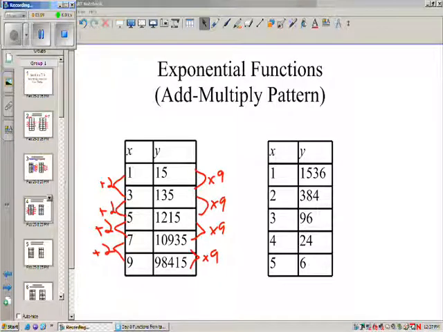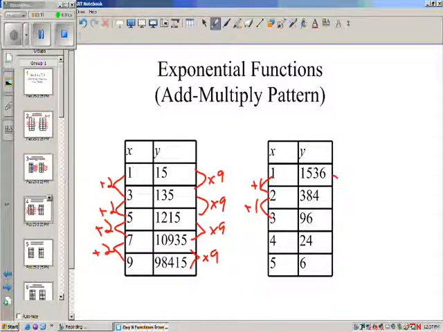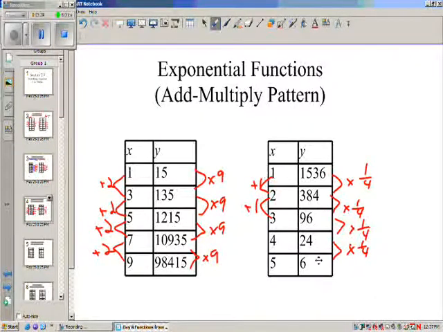Alright, on my table to the right, here I'm adding 1 each time, and here we're multiplying by 1/4, which is the same thing as division, but we can still say we're adding here and multiplying over here.